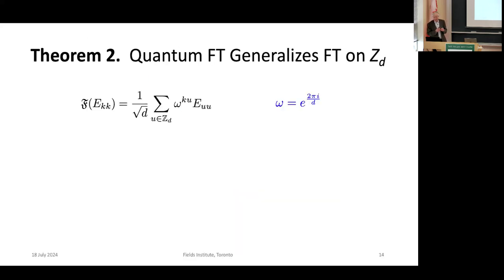So I claim this Fourier transform actually generalizes the standard Fourier transform on the group Z_D. But that generalization is it agrees with the standard Fourier transform for diagonal matrices. So if we take the diagonal matrix units, E sub kk, and take their Fourier transform, it's just the sum over u of root omega to the ku times E_uu, up to a normalization.